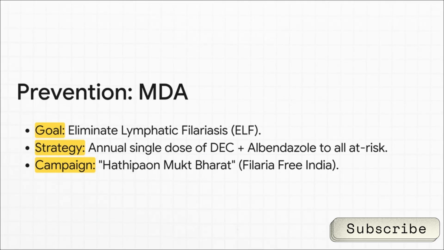Now let's zoom out. How do we stop this on a massive scale? The key strategy is something called mass drug administration, or MDA. The global goal is literally to eliminate lymphatic filariasis, or ELF. So what this involves is giving an annual single dose of medication, usually DEC plus albendazole, to every single person living in an at-risk area. This interrupts the transmission cycle and is the absolute cornerstone of control programs like India's Hathipaon Mukt Bharat campaign.